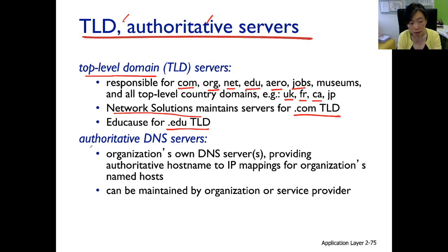At the third level, we have these authoritative DNS servers, right? So it maintains the IP host mappings. And it could be maintained by the organization itself or by a service provider if the organization is somewhat small and there are not many entries really. Right?